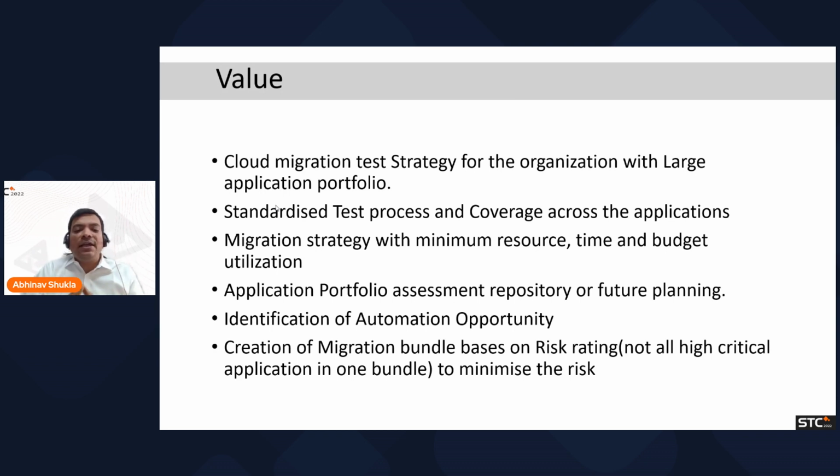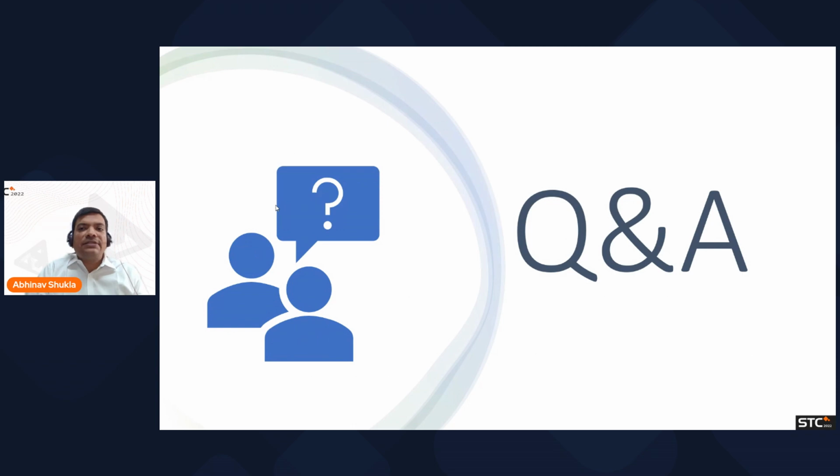This risk rating helped the team define a mixed bag. All the applications in a bundle should not belong to risk scores 4 and 5, or just 1 and 2. We should have a mixed bag where some applications are 1 and 2, some are 3, and some are 4 and 5, so that we can minimize the risk impact. So that is the value we have generated out of this strategy. That's all from my side, and I'm open for any questions and answers.